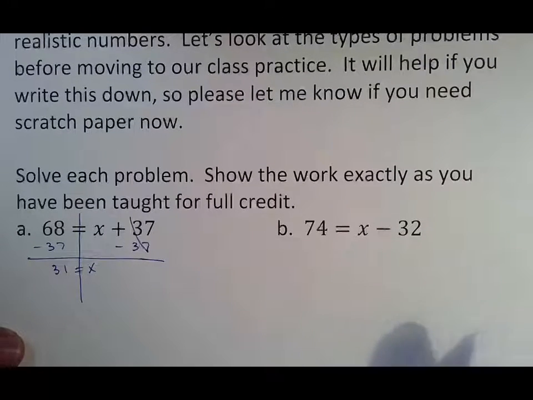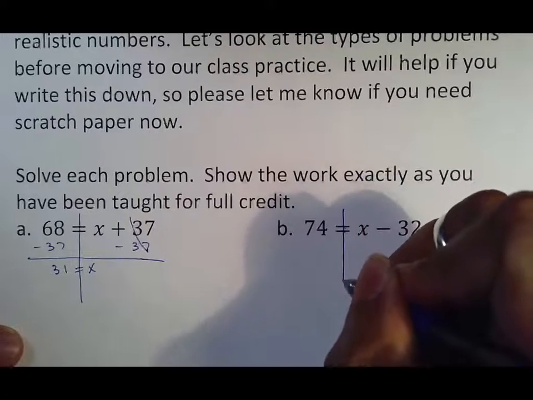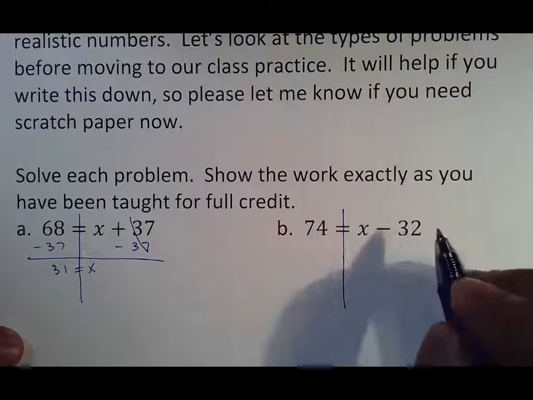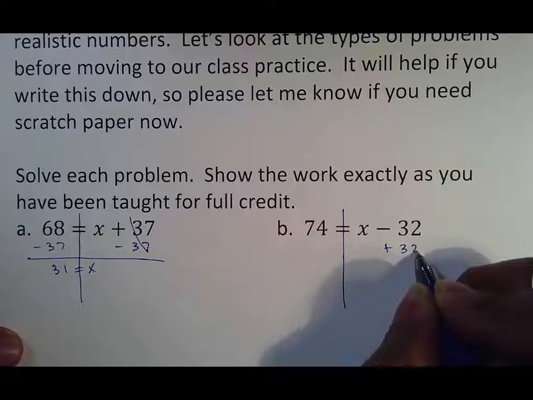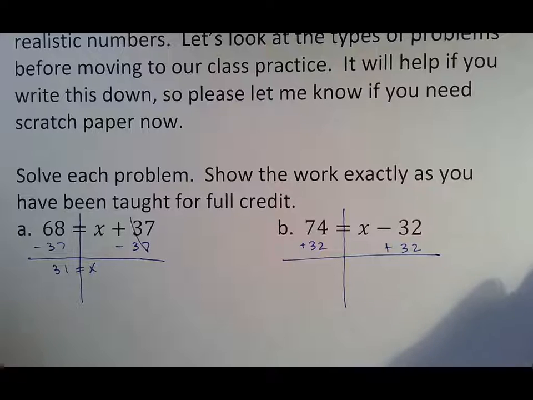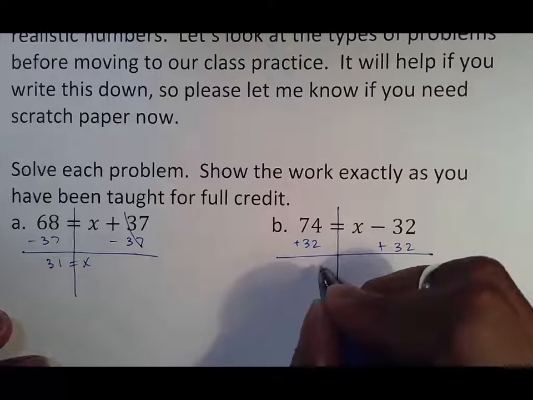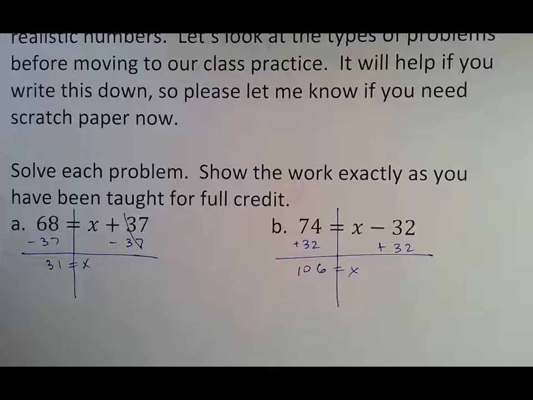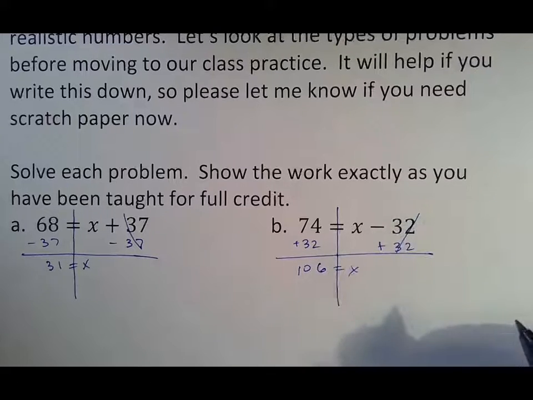On B, again, pause if you need to, if you want to challenge yourself. This x is subtracting 32, so we need to move it by adding 32. It's three choices that we have: add, subtract, divide. Those are the only three things we know right now. So 4 plus 2 is 6, 7 plus 3 is 10. 106 would be your answer for x, as that cancels out.